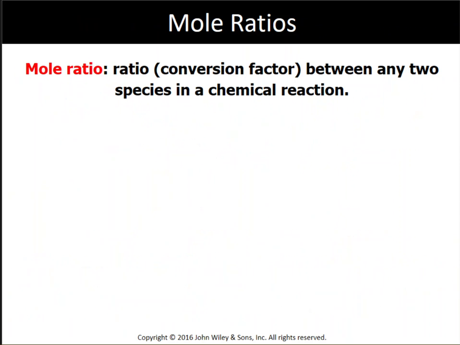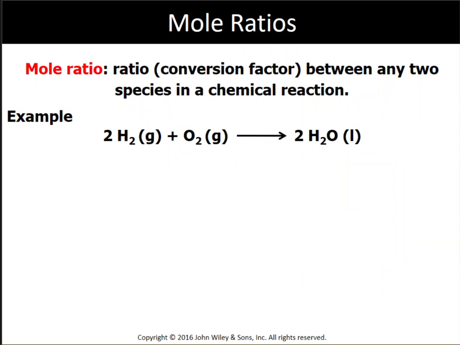So let's look at an example. You're looking at a combination reaction for the synthesis of water. Hydrogen gas reacts with oxygen gas, and from that reaction, water is produced. This reaction is balanced. You always gotta make sure that your reaction is balanced.